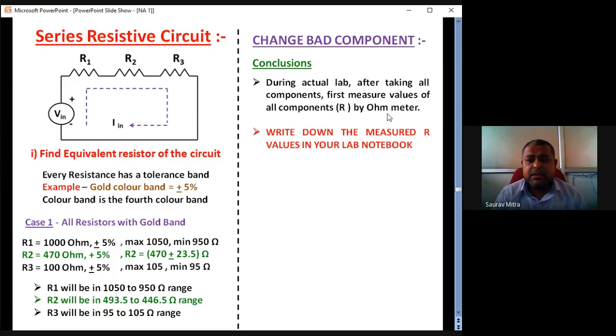Okay, so they start doing the experiment with that, and they don't get the result, assuming that the resistance is actually 220 ohm, but actually it is 2.2 kilo ohm. Okay, and later on we blame the lab assistant, saying he gave a bad component.